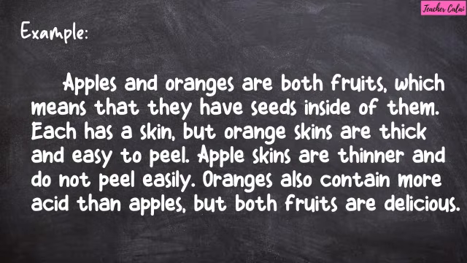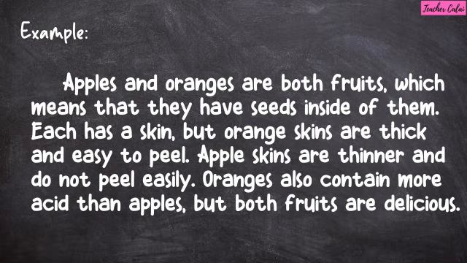Example: apples and oranges are both fruits, which means that they have seeds inside of them. Each has a skin, but orange skins are thick and easy to peel. Apple skins are thinner and do not peel easily. Oranges also contain more acid than apples, but both fruits are delicious.